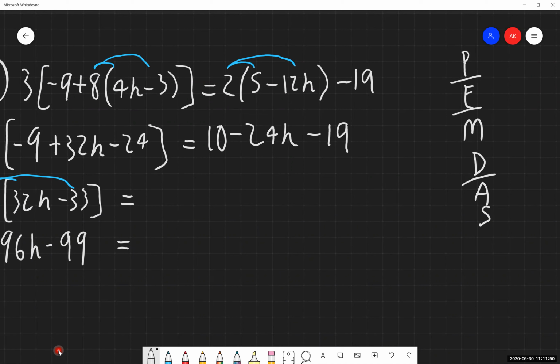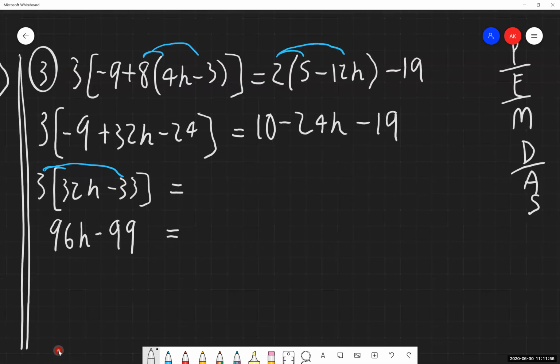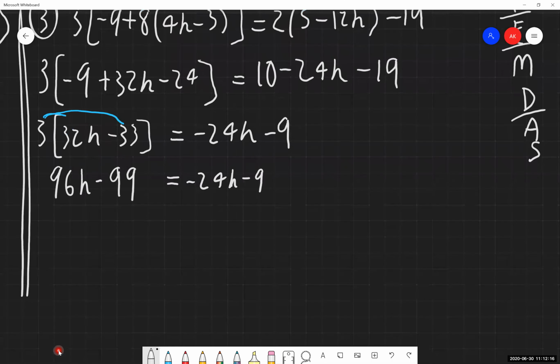So we're getting that 10 minus 24h minus 19. We're combining like terms on the right-hand side. So we have minus 24h. 10 minus 19 is going to give me a minus 9. And then I fully simplified the right-hand side, so I'm just going to bring that down to the next line, make sure everything is synced up correctly there.